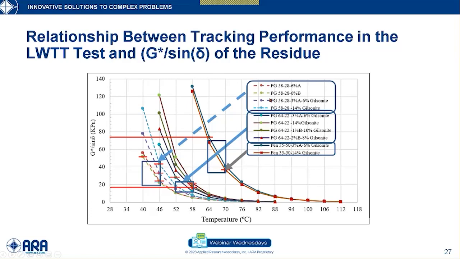You can see all PG 58-28 dictates a fixed region. All the PG 64-22 modified binder has a fixed region, and the two pen grade modified binder has a fixed region.